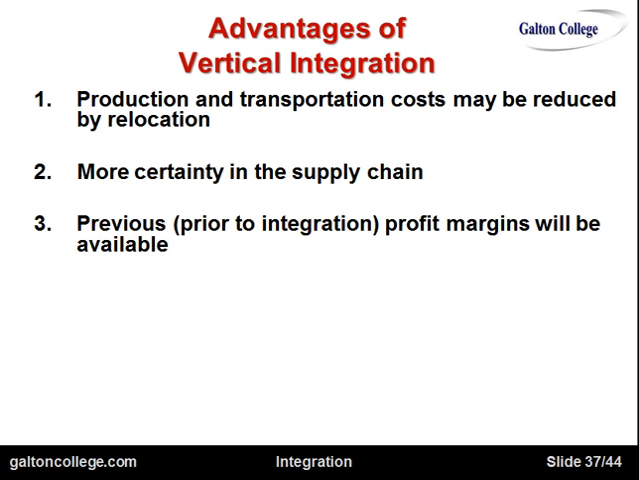Prior to integration, profit margins will be available. So it is possible to look at previous profit margins and compare those with the new vertically integrated business. And if the calculations were right, the incentive to vertically integrate was to increase, let's say, greater return on assets, increase profitability, and then of course a comparison of profit margins before and after may be done. And if there is a discrepancy, that may be accounted for, may be explained.